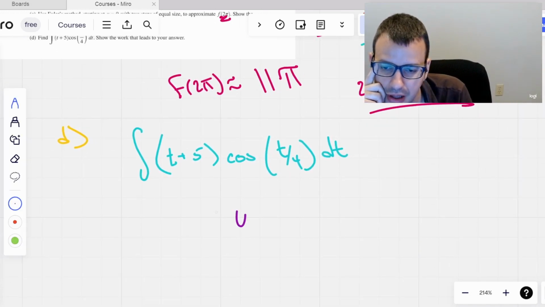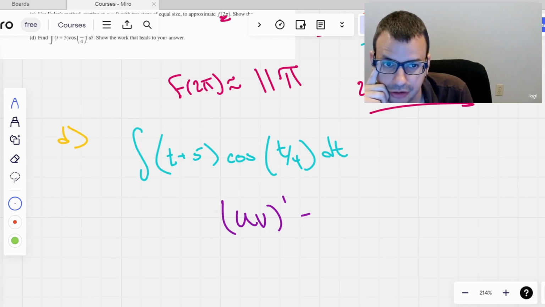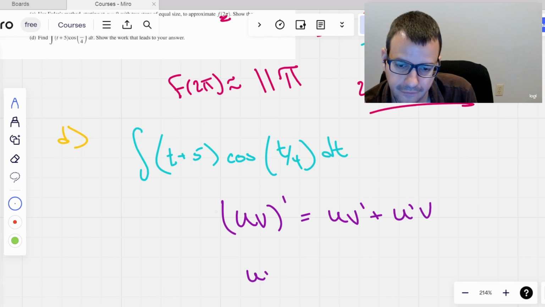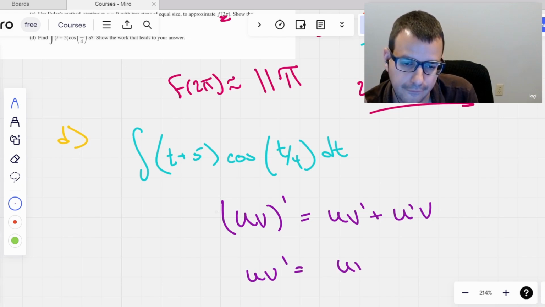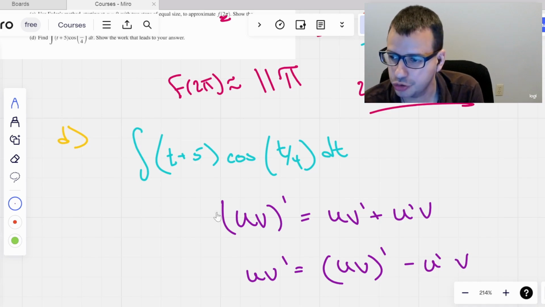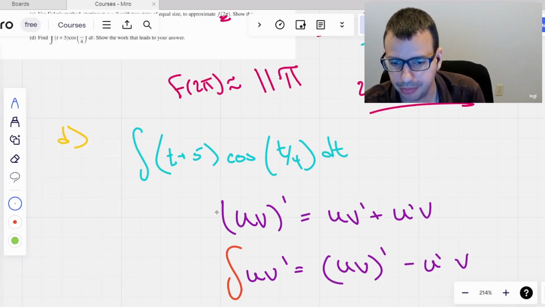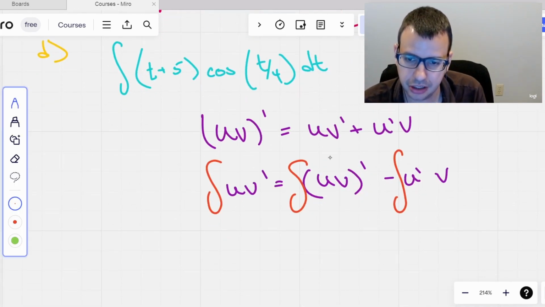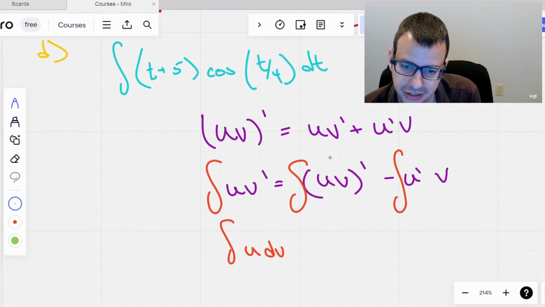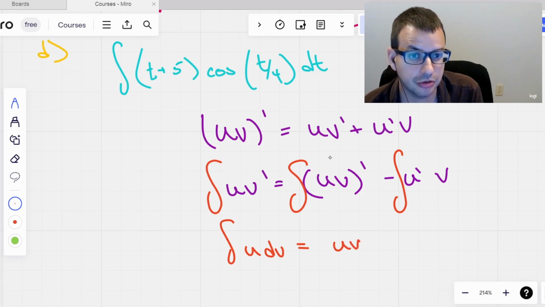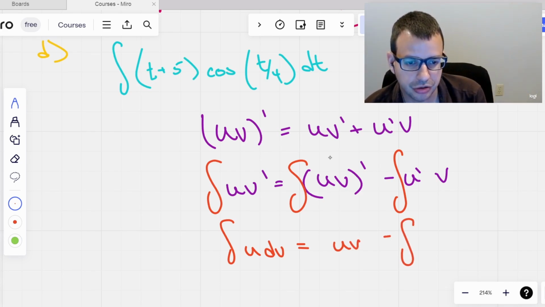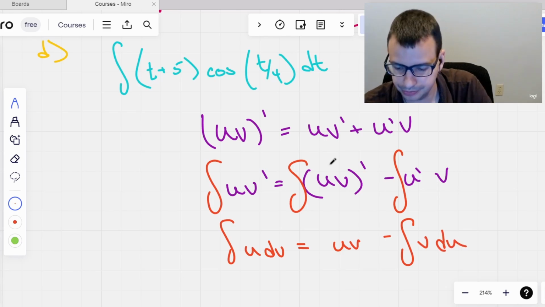I can never remember the formula for integration by parts, but I do know that it is just the inverse of the product rule. So I write out the product rule, rearrange things a bit, and then the integral of u dv equals uv, because the integral of the derivative of uv is just uv, minus the integral of v du.